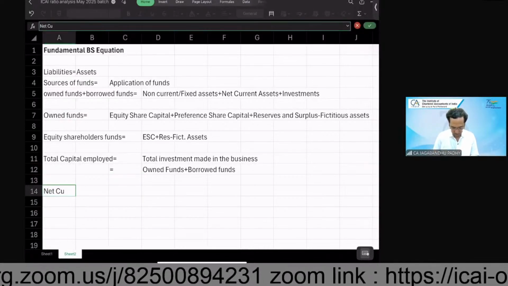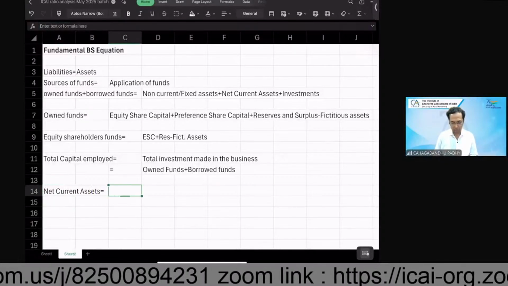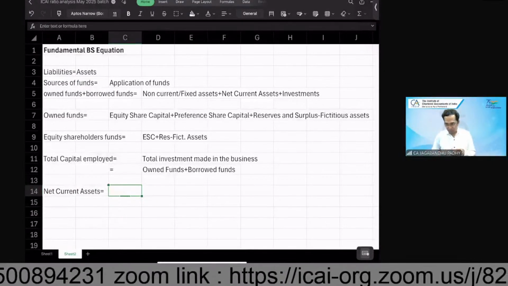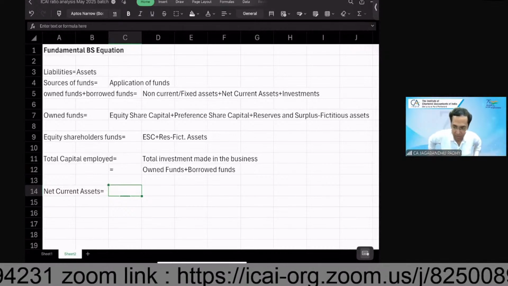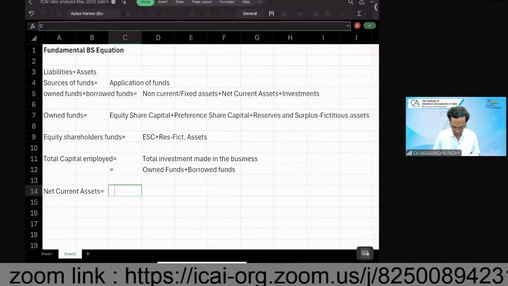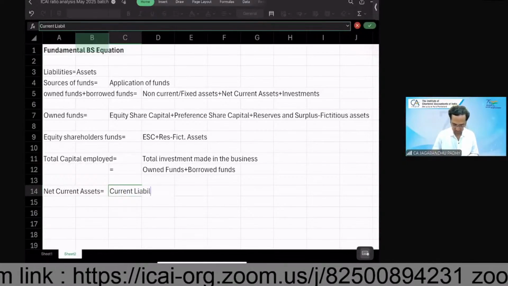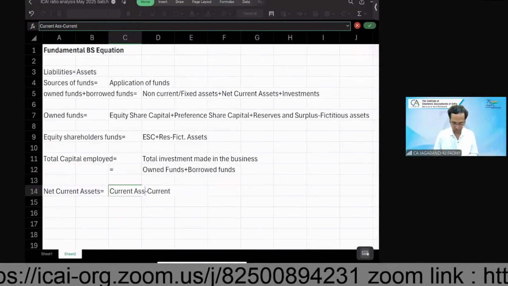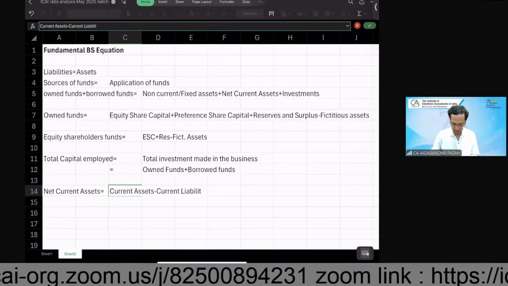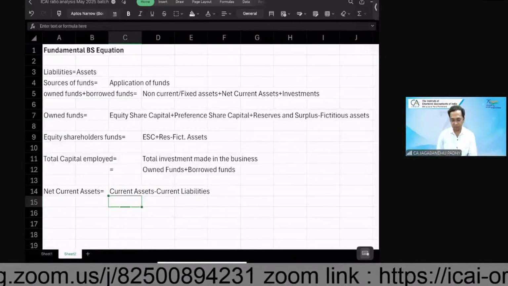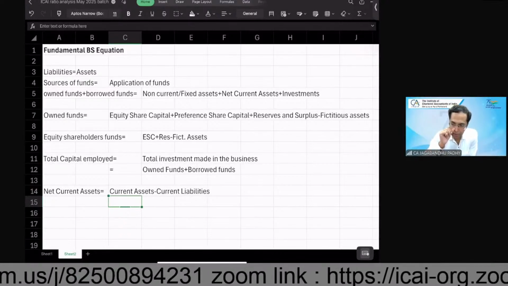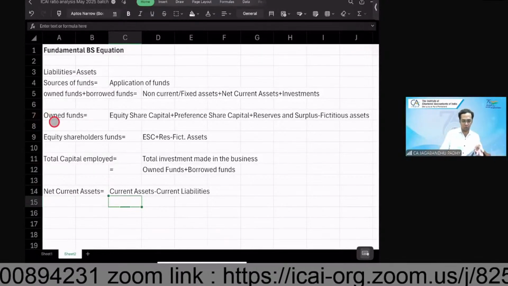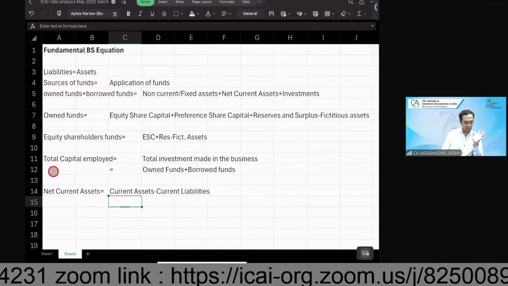Then what do you mean by net current assets? Can anyone tell me what you understand by net current assets? Net current assets means current assets minus current liabilities. That is your net current assets. Okay. Anything else? Are we all clear with this part right now? So what is own funds? We know equity shareholders fund, we know total capital employed, we know net current assets.